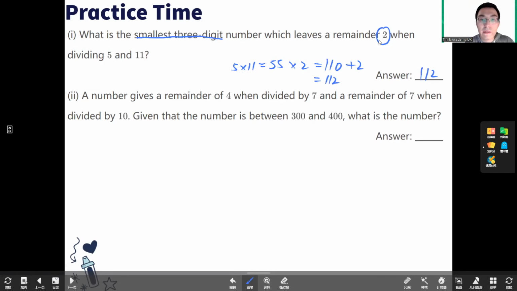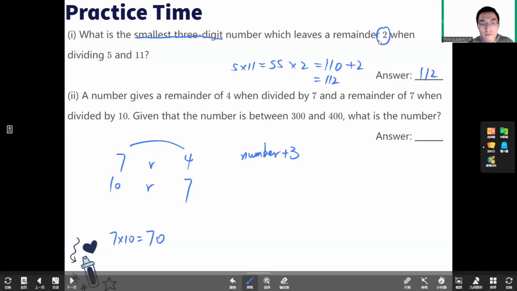A number gives a remainder of 4 when divided by 7, and a remainder of 7 when divided by 10. So 7 with a remainder of 4, and 10 with a remainder of 7. So you see, we are 3 less than the divisor every time. So if we add 3 to the number, then the number will be divisible by both 7 and 10. And it will definitely be divisible by 70, since it's 7 times 10.